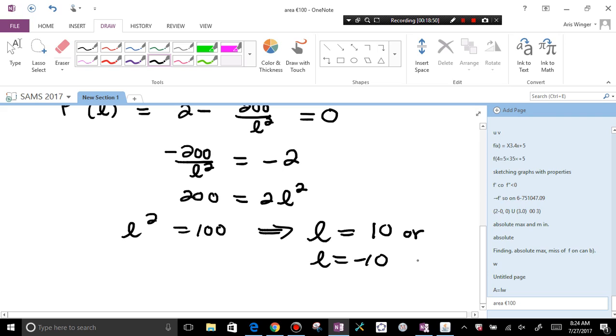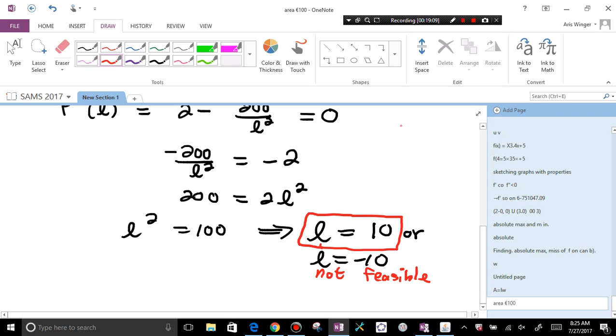Context of the problem says that I'm looking for L to be a positive number, and so negative 10 is not feasible given the context of the problem. So L is 10.